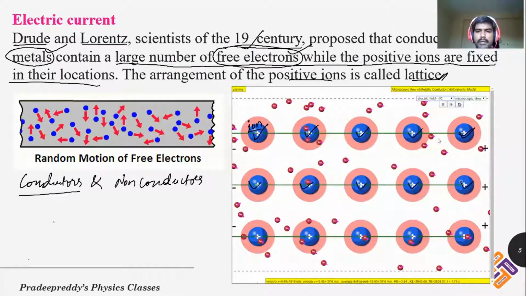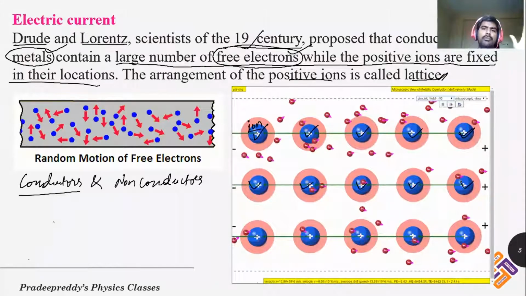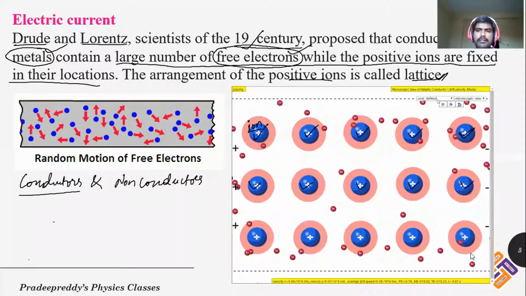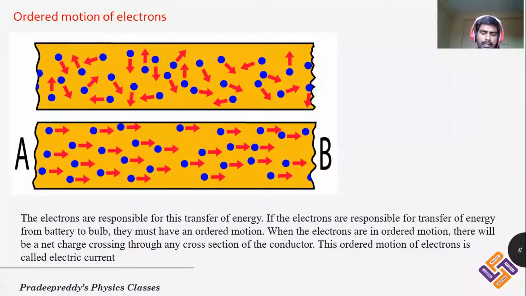They are able to move randomly in all possible directions. That is what a conductor is being classified based on, its free electrons. Free electrons are responsible for electrical energy getting transferred in the conductor. Right. See here, as when you are connecting a wire.